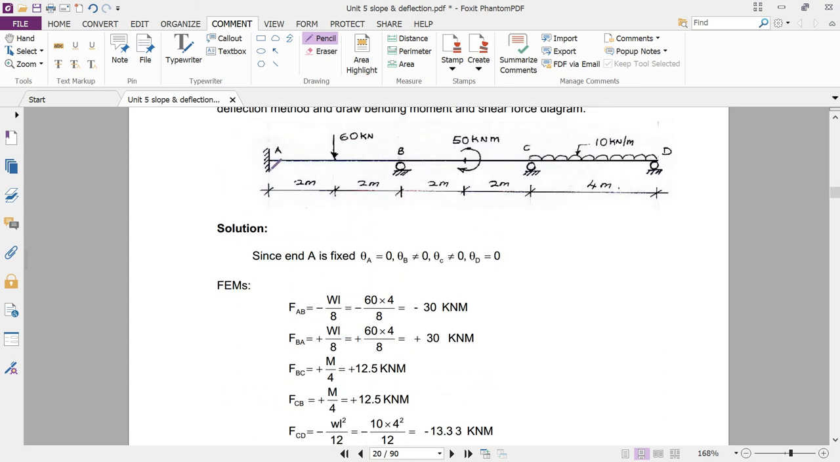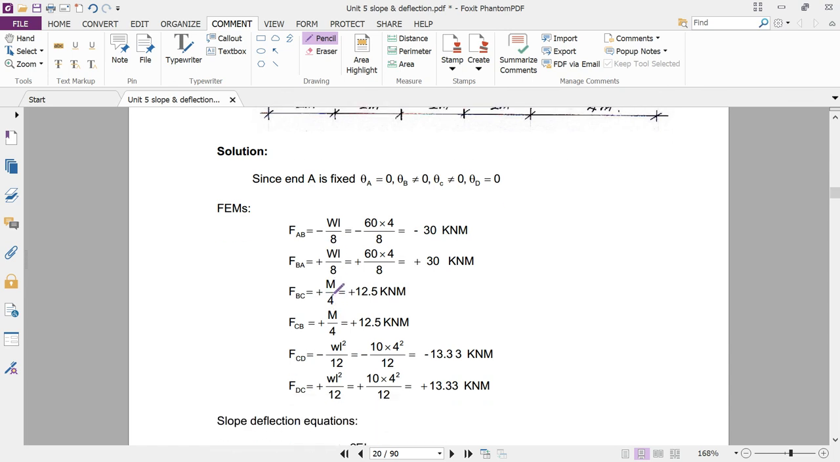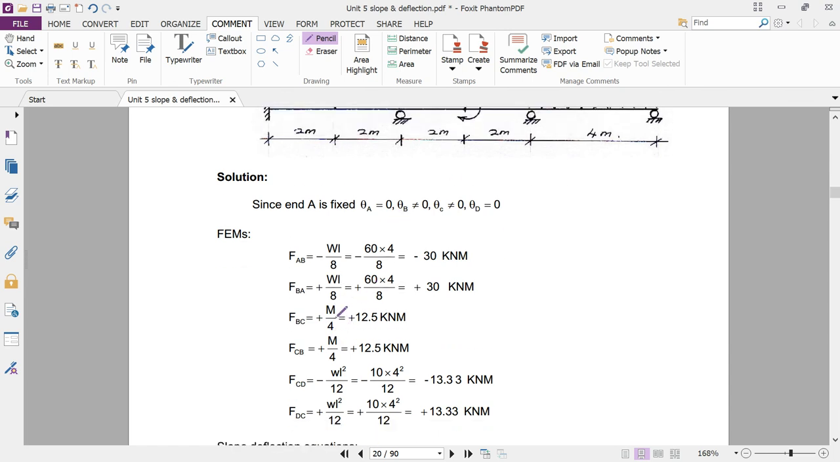First of all, split the individual spans AB, BC and CD. For AB, the fixed end moments for a central load are WL by 8 and WL by 8. Now for BC, it is M by 4. Whenever a moment is acting at the central point, the formula for the fixed end moment is M by 4, and both are positive. This is a very important thing.